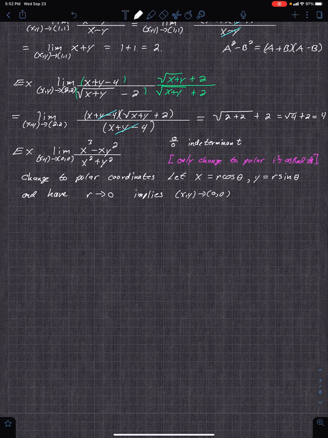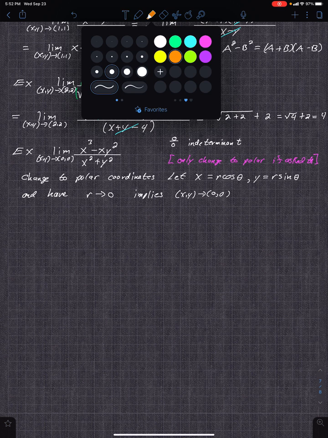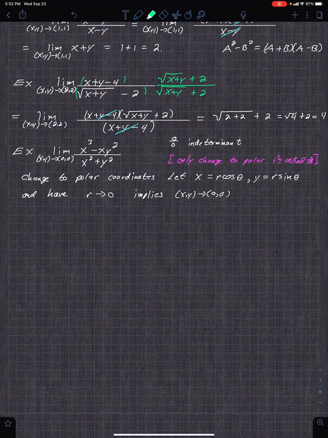So basically, it's because of this implication: xy approaches 0, 0 implies r approaches 0. So theta basically just becomes like a dummy variable. It's not going to matter what theta does. Theta is just kind of going around, but you're still approaching 0, 0. Not a very good depiction of what's going on, but you get the idea.